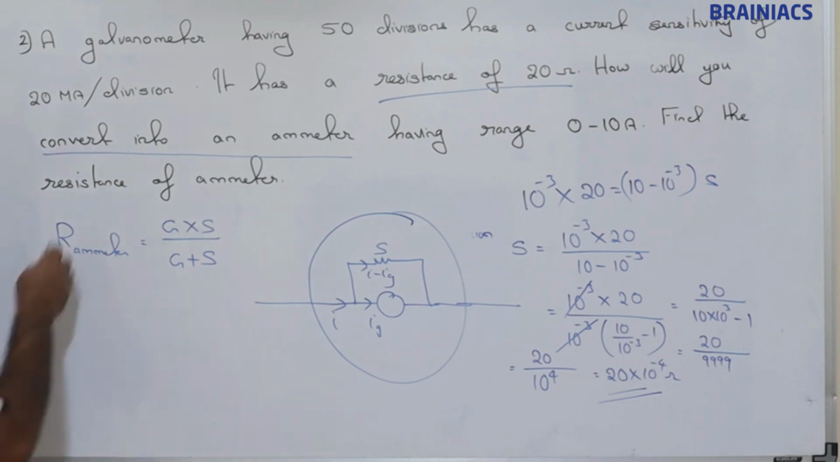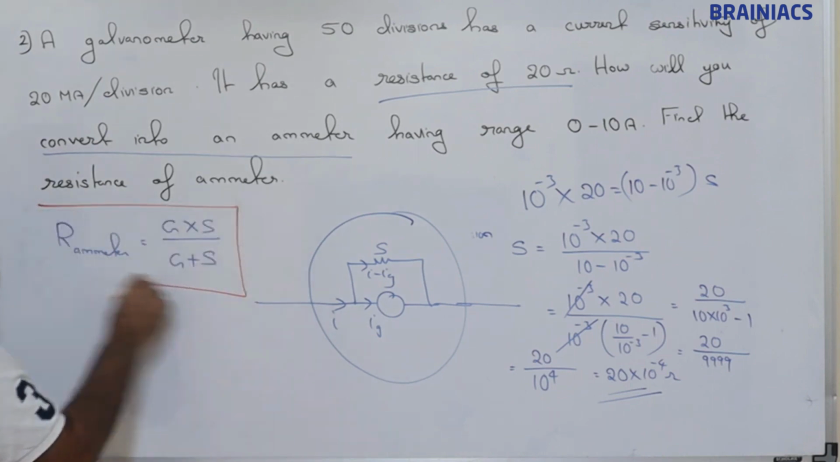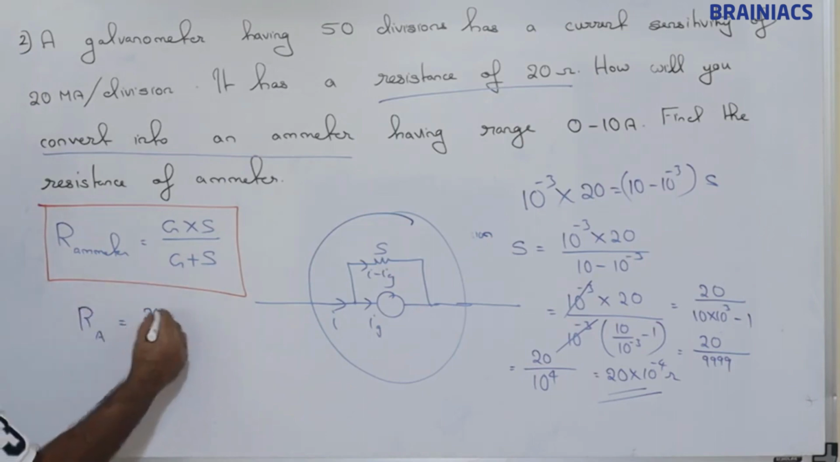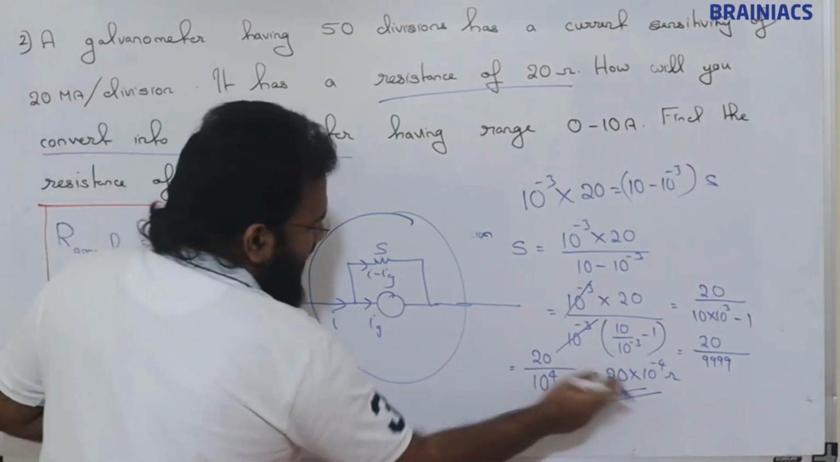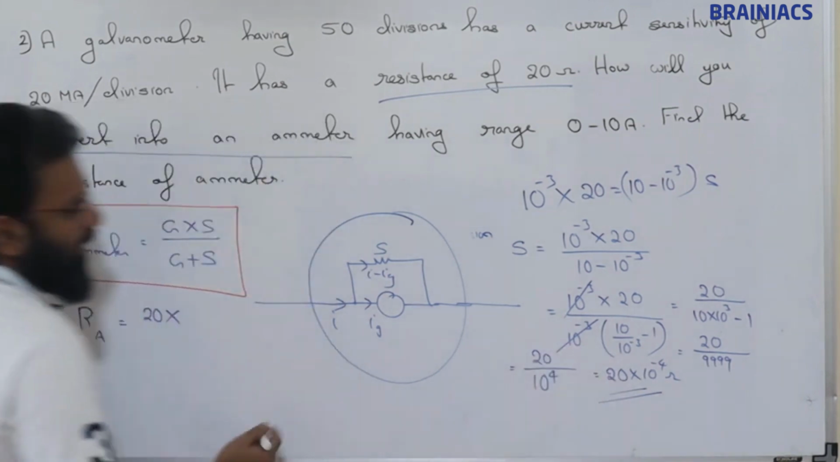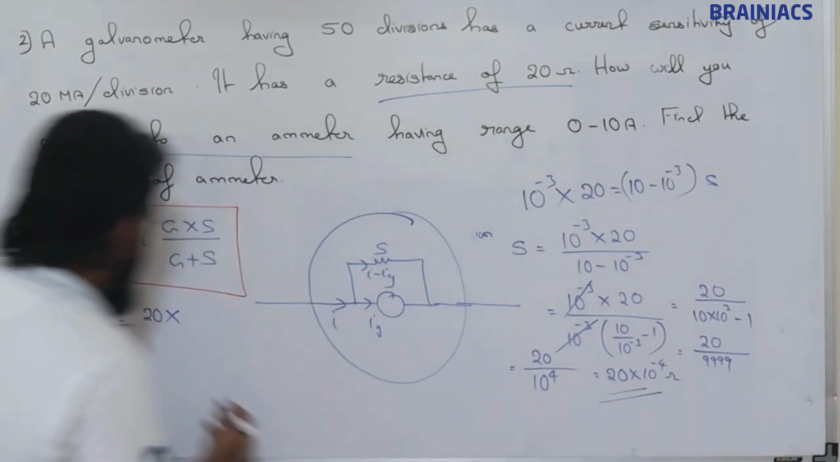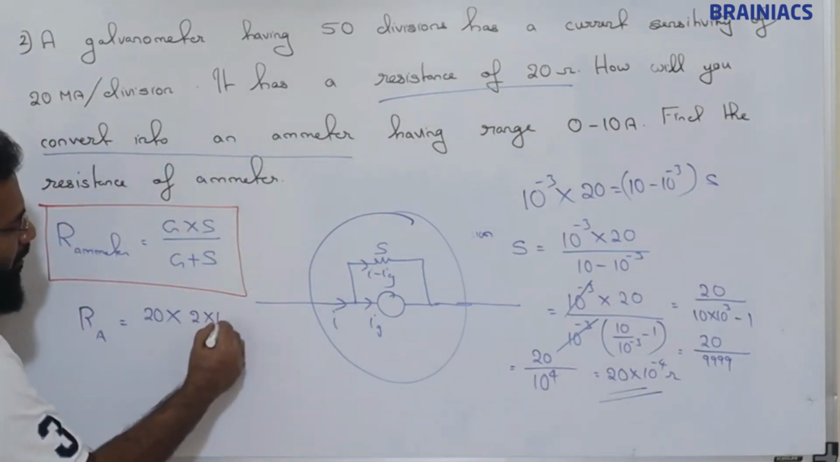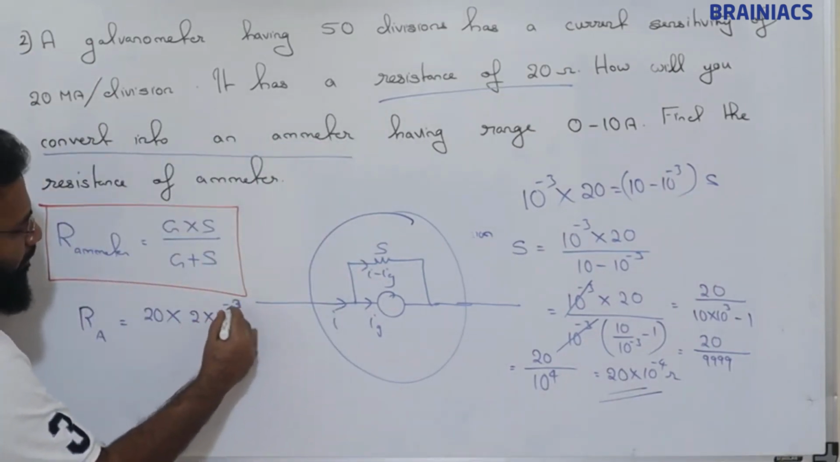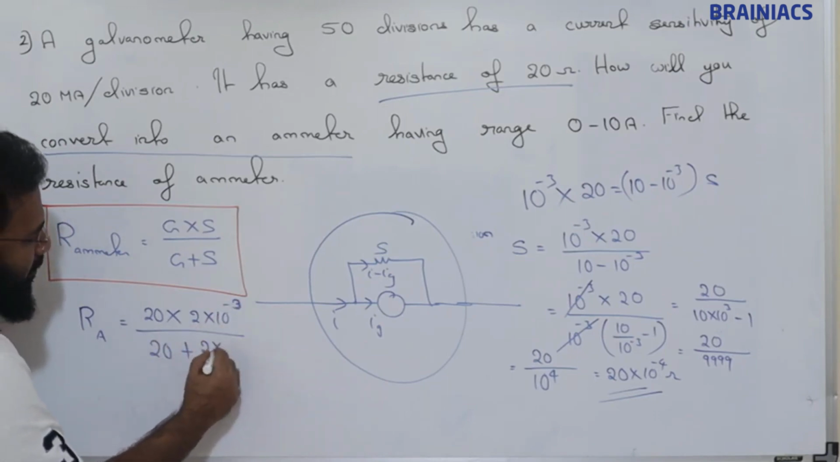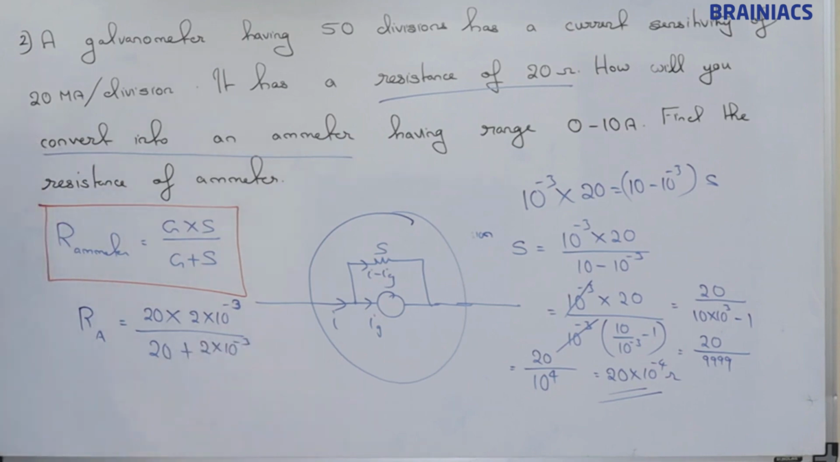The galvanometer and shunt resistance are connected in parallel. So what is the resistance of the ammeter? G is 20. What is S actually? S is actually 2 milli ohm. This is nothing but 2 milli ohm, correct? So 2 into 10 raised to minus 3 divided by 20 plus 2 into 10 raised to minus 3.